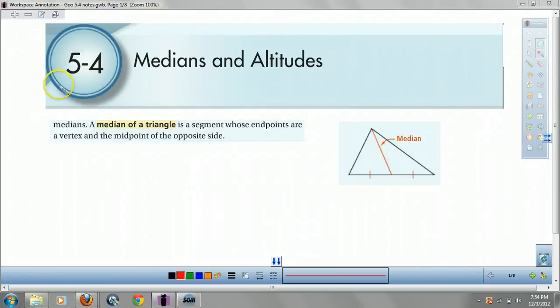Here we go, geometry kids. Today we're going to look at 5-4, medians and altitudes. Okay?